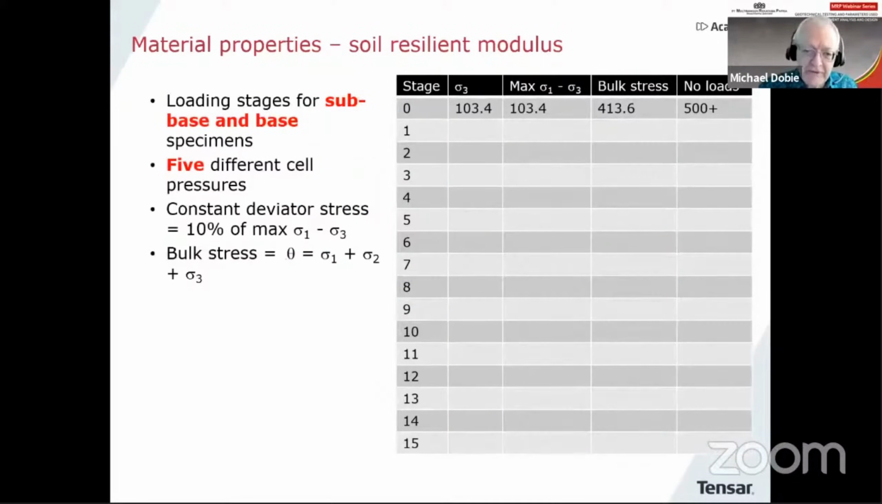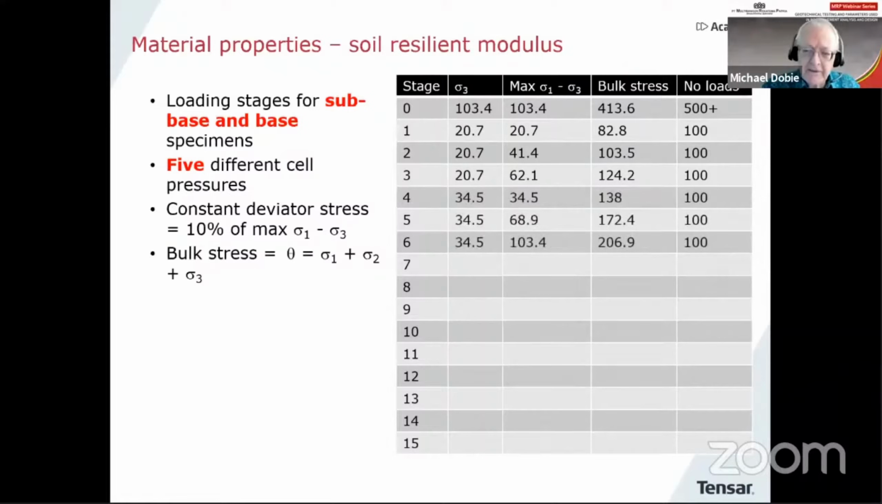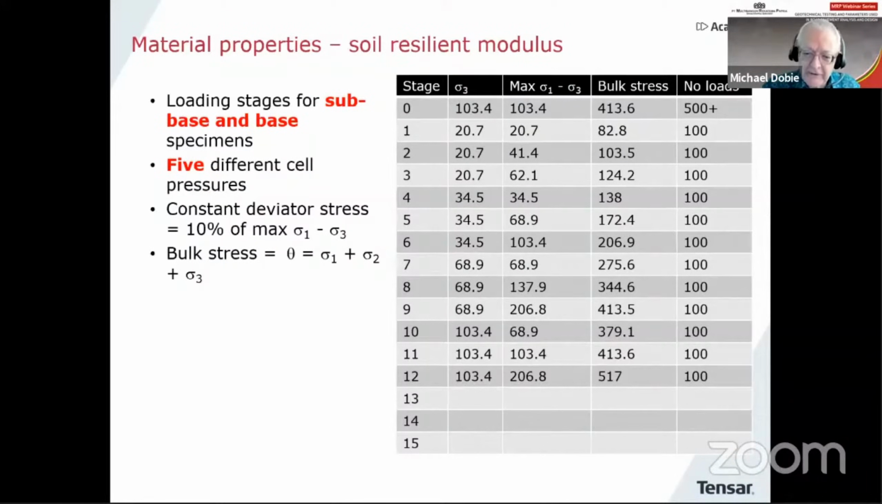Similar procedure for the way we test subbase and base materials. There are some differences though. We now have 5 different cell pressures, and we do it like this. So we have 3 values of sigma 3 there in that group, and then a higher cell pressure, higher again, and the final group. And again, written down like that, not particularly easy to take in.